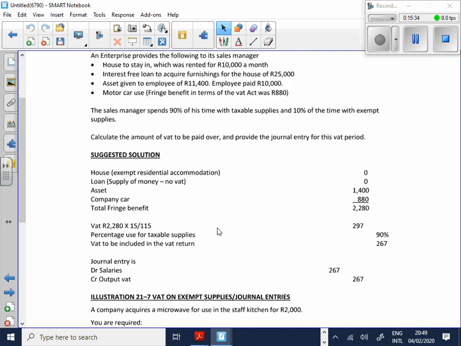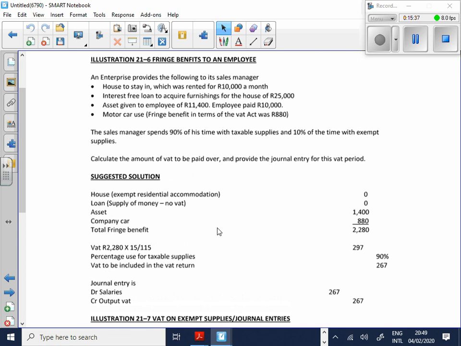This one's quite difficult. So it says an enterprise provides the following to a sales manager: house to stay in. So how much is that going to be? Nothing, because it's residential accommodation. Interest-free loan? Nothing, because it's financial service. Asset given to an employee for 11,400. The employee paid 10,000. How much is that? 1,400 is the amount.